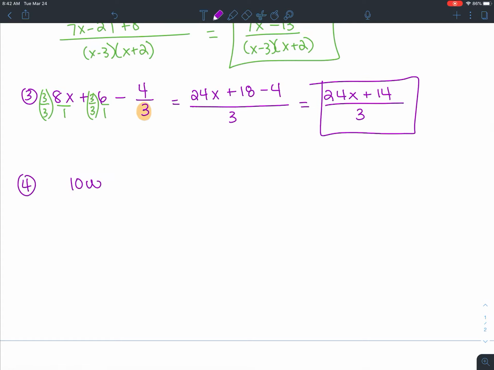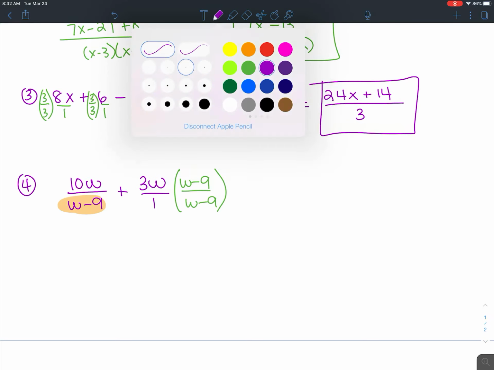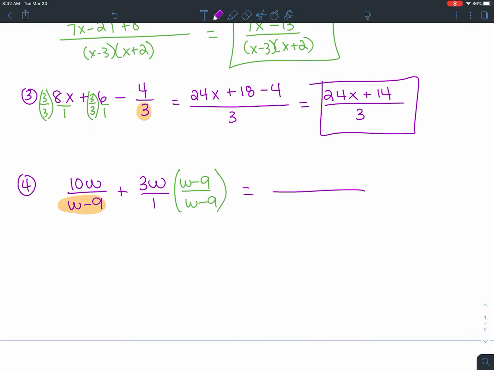We have 10w divided by w minus 9 plus 3w. Okay, so in order to get a common denominator here, my common denominator would be w minus 9. And right now my denominator here is a 1, so I'm going to multiply this whole thing by w minus 9 over w minus 9. Okay, so my denominator will be w minus 9.